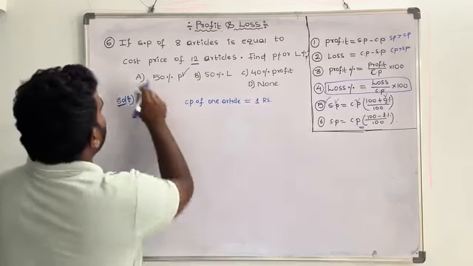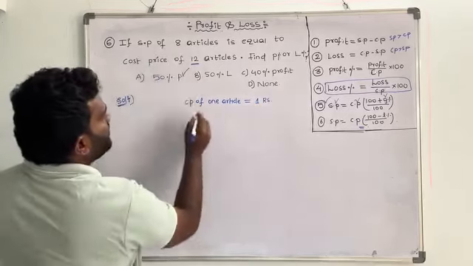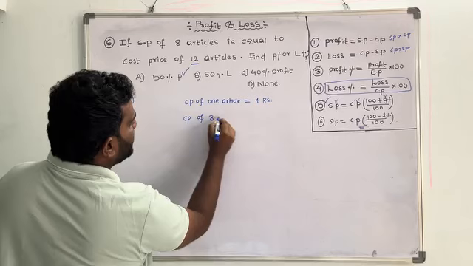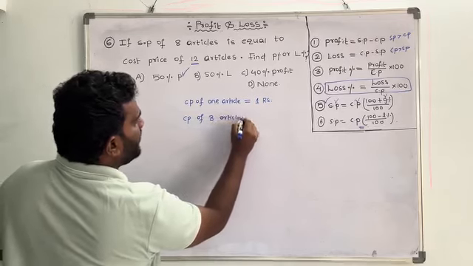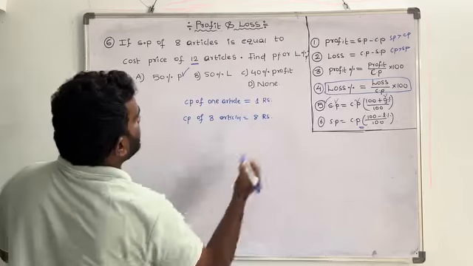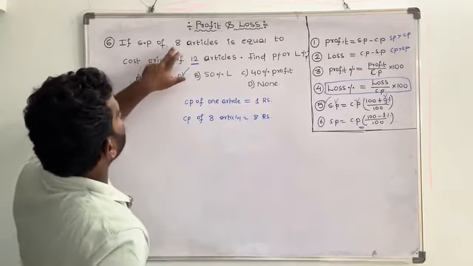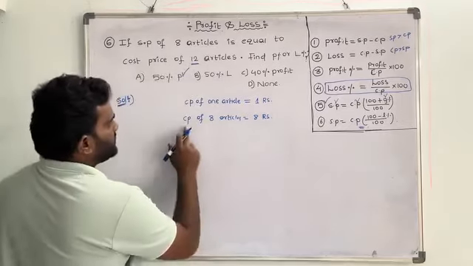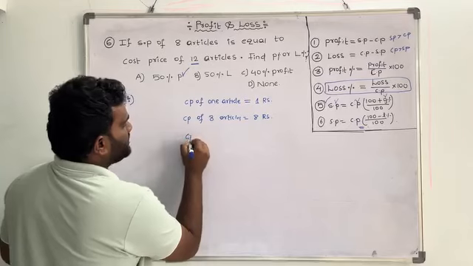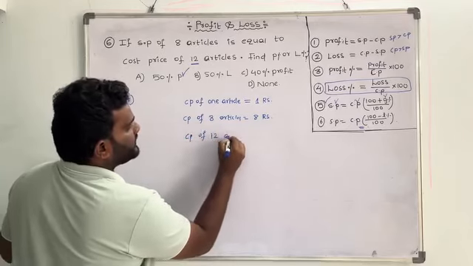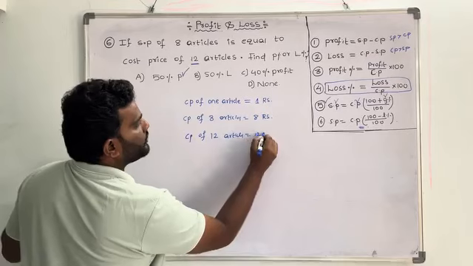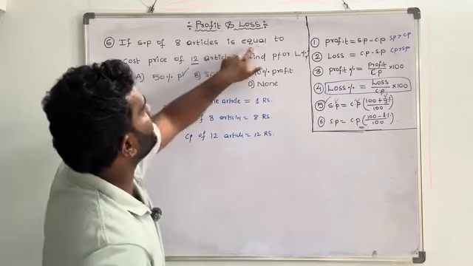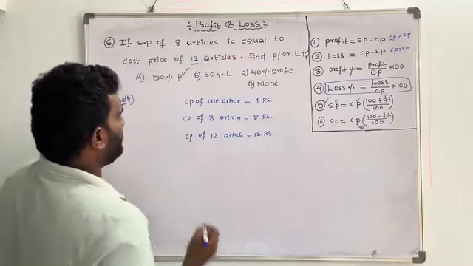Then what he is saying, selling price of 8 articles. If the cost price of one article is 1 rupee, what is the cost price of 8 articles? 8 rupees, right? And he has given that the selling price of 8 articles is equal to the cost price of 12 articles. If the cost price of 8 articles is 8 rupees, what is the cost price of 12 articles? 12 rupees.